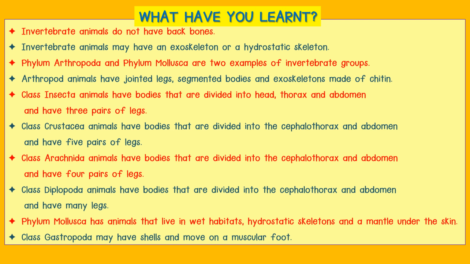Class Insecta animals have bodies that are divided into head, thorax and abdomen and have 3 pairs of legs. Class Crustacea animals have bodies that are divided into the cephalothorax and abdomen and have 5 pairs of legs. Class Arachnida animals have bodies that are divided into the cephalothorax and abdomen and have 4 pairs of legs. Class Diplopoda animals have bodies that are divided into the head, thorax and abdomen and have many legs.